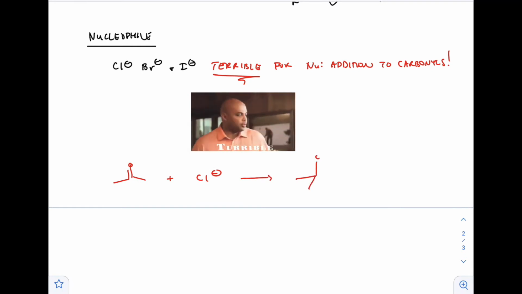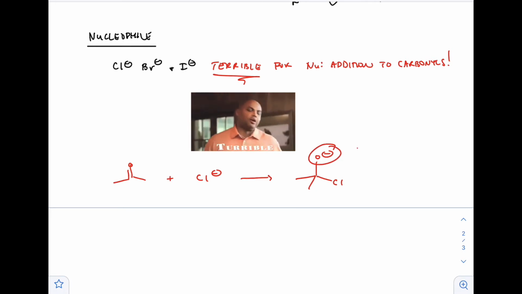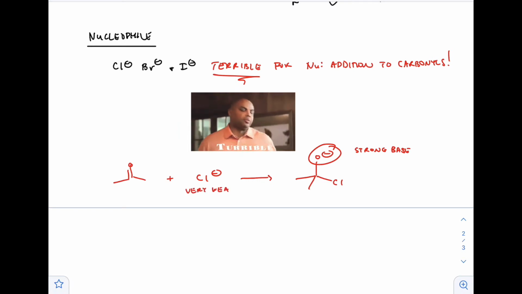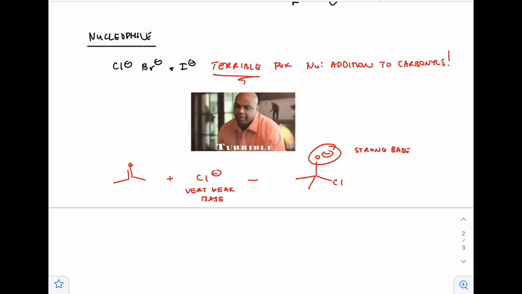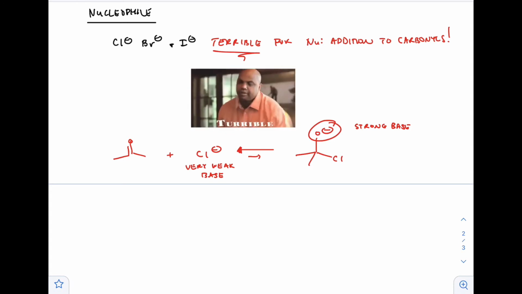So the reason why these halogens are bad is because once you attack a carbonyl, you form an alkoxide, right? An alkoxide is a strong base, and the chloride, for example, is a very weak base. And remember, that's just basic acid-base chemistry, right? We want to form the weaker base. And so this reaction will not proceed forward. It's strongly to the left. And the same goes for bromide and iodide.